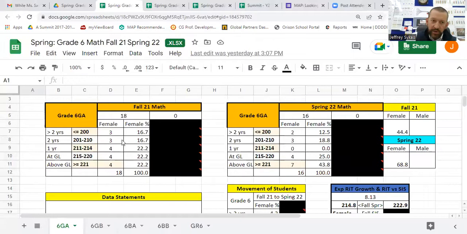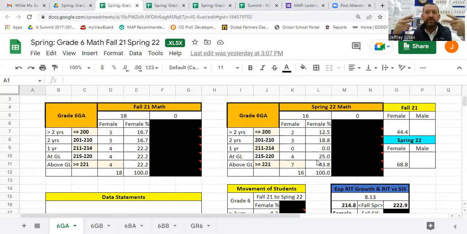And then we're going to look at the students that are at or above grade level where they started in the fall, how many started at or above grade level in the fall, compared to how many are at grade level or above in the spring. Again, where and what are we seeing in that shift? Where they started in the fall, where they ended in the spring.